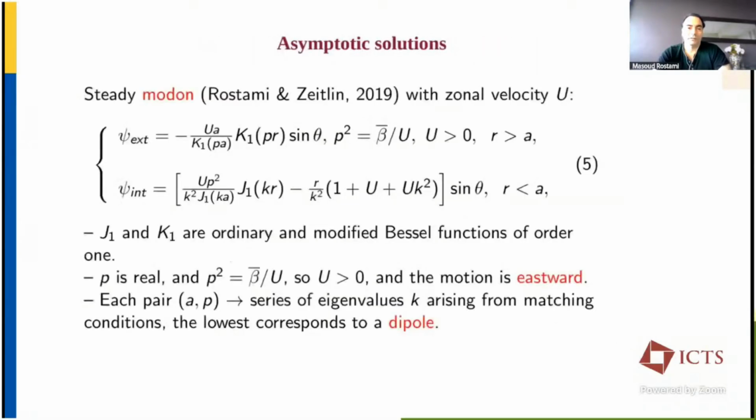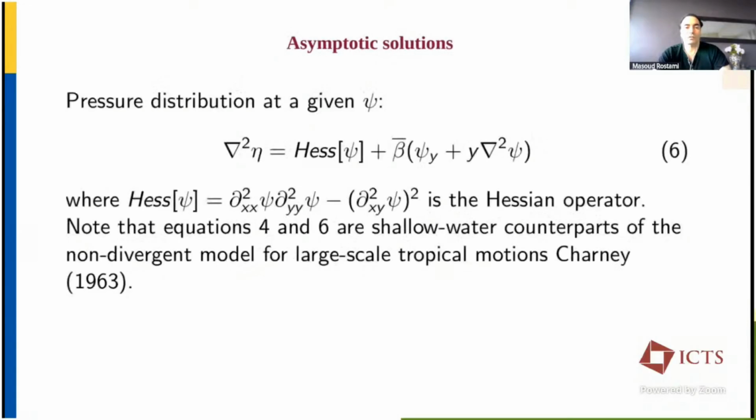And so the steady modon that we introduced in 2019, as an exact solution, we also called a dipolar system, because it's a dipole. It has two poles, so it's a dipolar system.